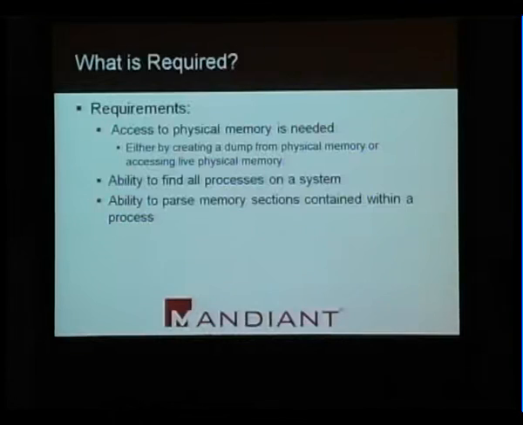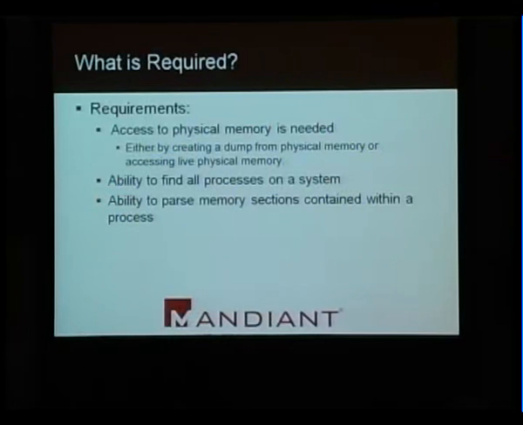All right, so what is required? Well, there are a couple things that are required. We need access to physical memory. We either need live physical access, or we need a memory dump that was created, and we can treat that as physical memory. After we have access to physical memory, either via a memory dump or live physical memory, I need the ability to find all the processes on a system, whether they're hidden or unhidden. Once we've found every process, that means we can find the process that we want to acquire. Once we can do that, we need to be able to parse that process's memory sections.